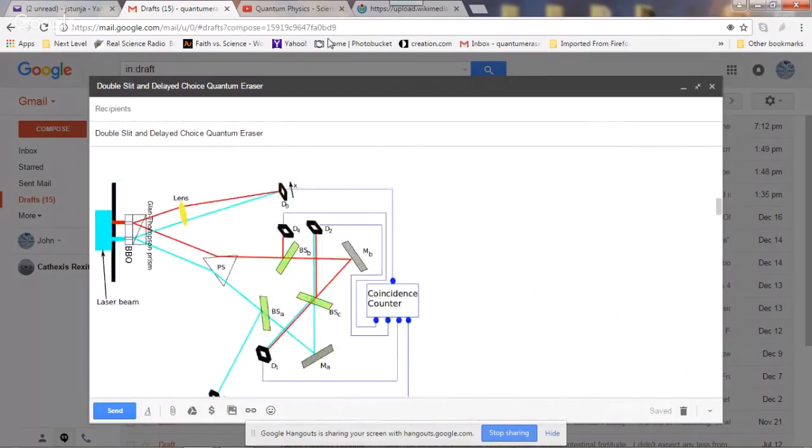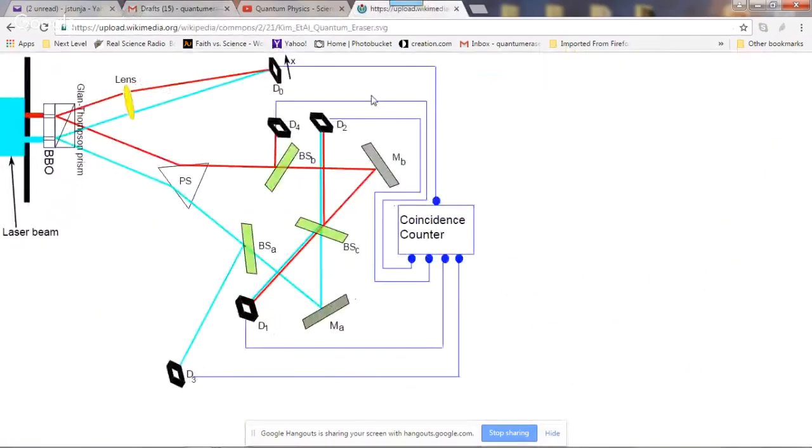Since this is kind of small on my screen, I'm going to switch over. Let's go to a bigger one. What's going on here? This looks pretty complex, but I'm going to try to break it down, and it should make some sense to you. It's pretty easy once you break it down. So over to the left, you have an argon pump laser. It's going to shoot one single photon at a time, not many photons. You have the double slit.